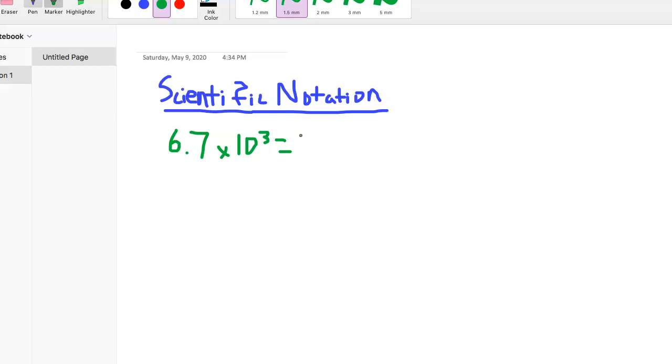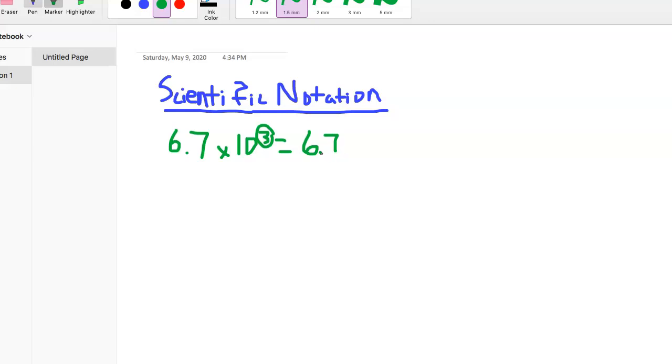All right, I think we have like 6 different examples here. We'll start with 6.7 times 10 to the third. Here's the rule. How do we figure that out? We have our 6.7, and the rule is for every one of these exponents, we're going 1 decimal to the right, assuming the exponent is positive. We'll deal with the negative exponents in a second.